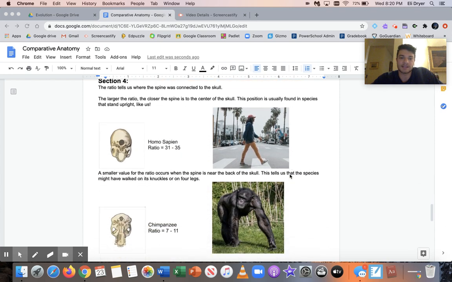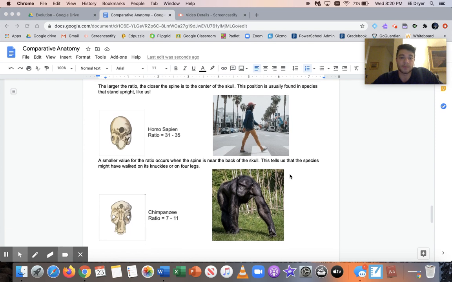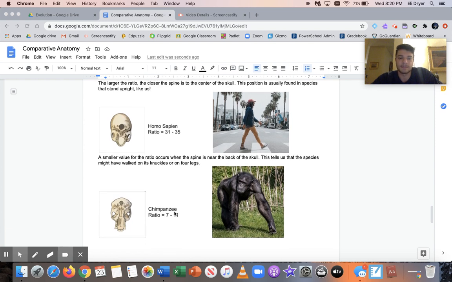And so what scientists have already figured out, and what we proved, is that when the ratio is smaller, that means the skull, where this hole is, this is the spinal opening where the spine meets the skull. If the ratio is smaller, that means the spinal opening is near the back of the skull. And if the ratio is bigger, that means the spinal opening is in the center of the skull.